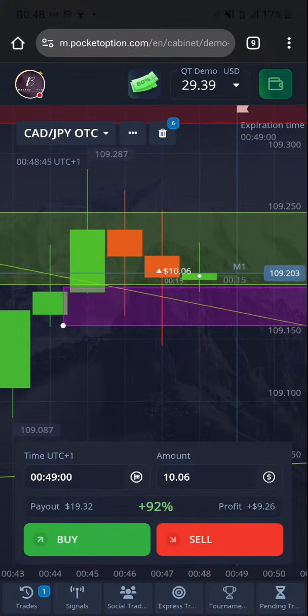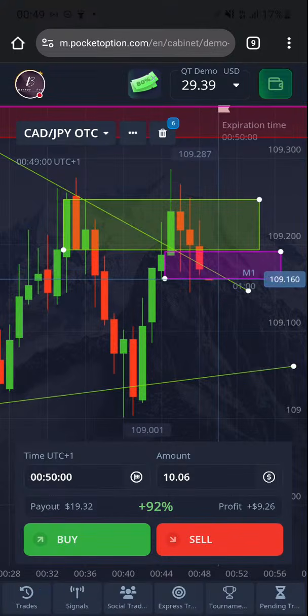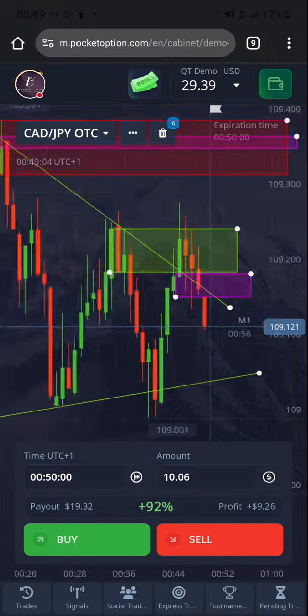Let's see. If we can have enough buy orders that will just hold the price up, that'll be a very good one. Okay, I guess there's not enough buy orders. Now this gap down is a fake gap down.